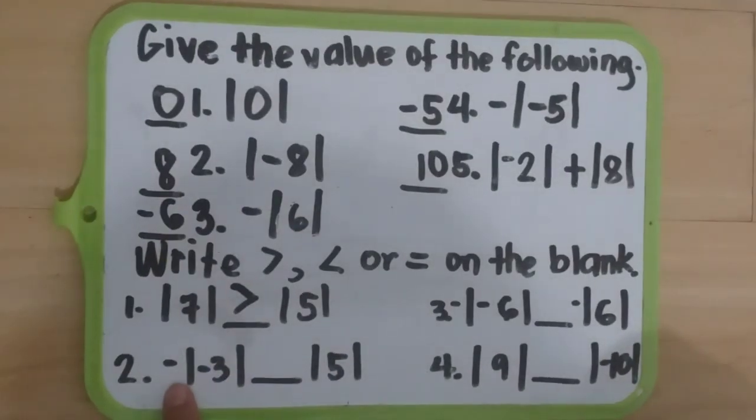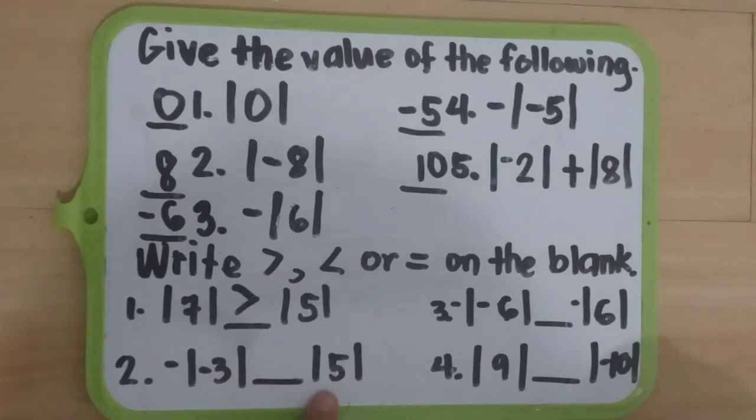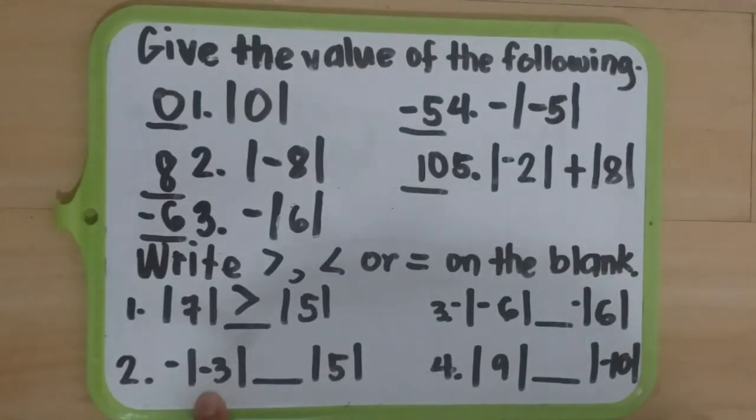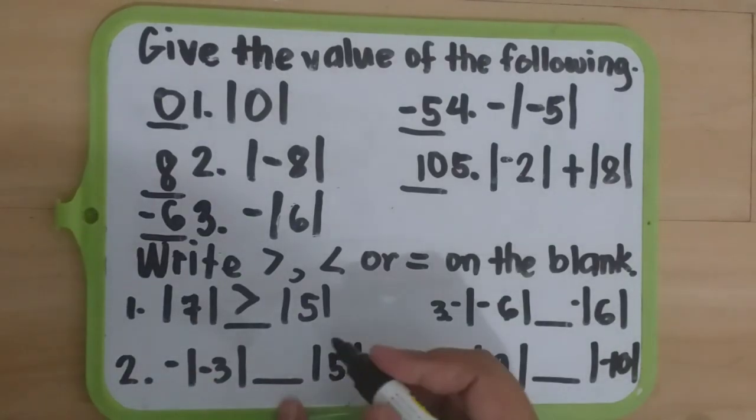Next, negative the absolute value of negative 3, blank, the absolute value of 5. So, anong sagot natin dito? Negative absolute value of negative 3. The answer is negative 3 dito, blank 5. So, negative 3 is less than 5.